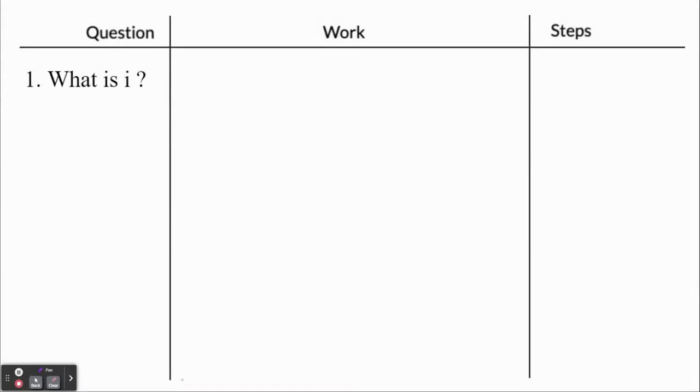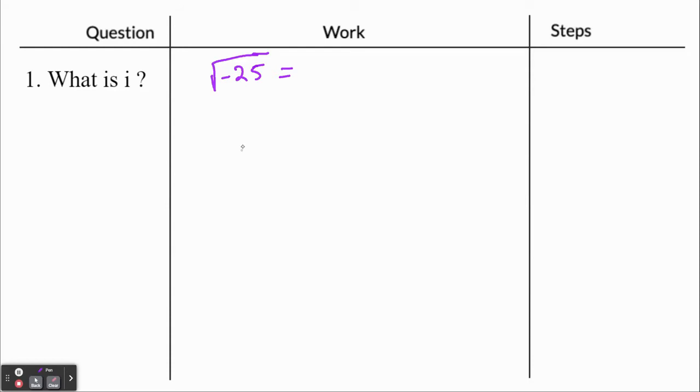So here we have a question, what is I? And it sounds like a simple question, but there's a little bit more to it, and I just wanted to explain a little bit. So when we take the square root of a negative number, let's say the square root of negative 25. Remember, square root is saying, what is a number that if we multiply it by itself, we get the number on the inside here.